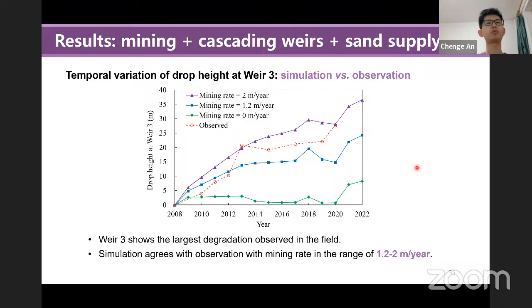And this slide shows the temporal variation of drop height at weir 3. At this place, we have continuous observation of the drop height from 2008 to 2020. This weir shows the largest degradation among all the 6 weirs observed in the field. And we find that our simulation agrees with observation when the mining rate is in the range of 1.2 to 2 meter per year.